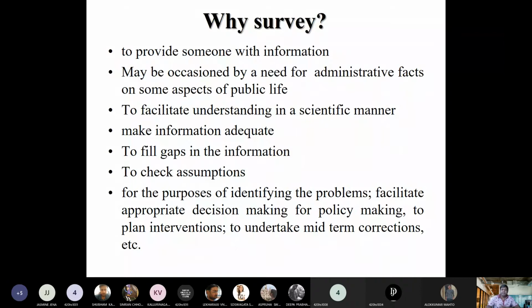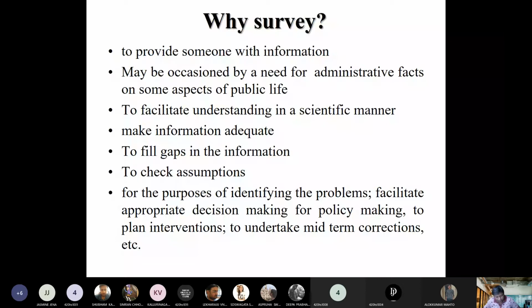So why do we need a survey? The very important aspect of a survey is to provide someone with certain information. So when any company or organization or institute needs information, they do a kind of survey.